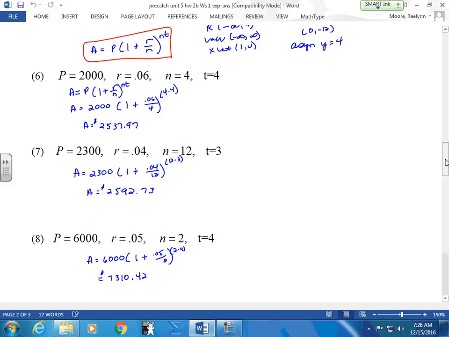So we start with your initial. We do some kind of change here. What's happening, what rate is going on here, increase, decrease, and we raise it to a time.